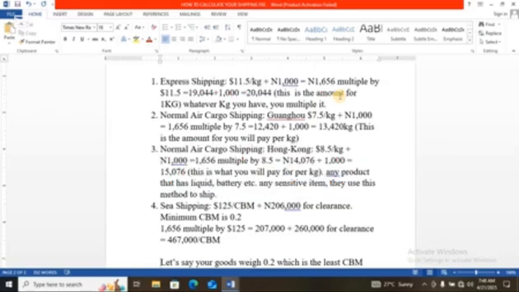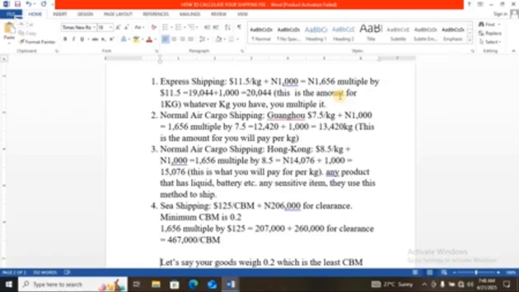You know how much that will cost you. So if it is 2 kg, you multiply it, that is, it will be somehow 40,088. Guess so. So let's calculate now for the normal cargo shipping using the console, right?